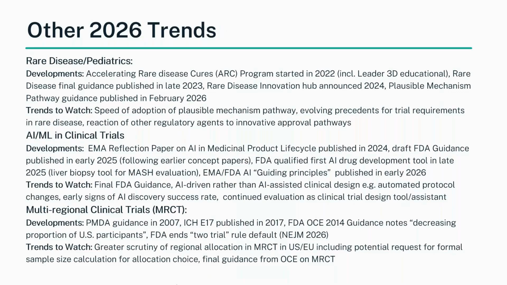So I think a big question is, there's been a lot of interest in this, like how quickly will sponsors adopt this plausible mechanism pathway, what evolving precedents are we going to see in response to that, and just the general change in views on rare disease. So Bayesian guidance has a huge influence on this if you're actually doing a trial in rare disease, in terms of borrowing from previous trials, from other subgroups, from going from adult to pediatrics.